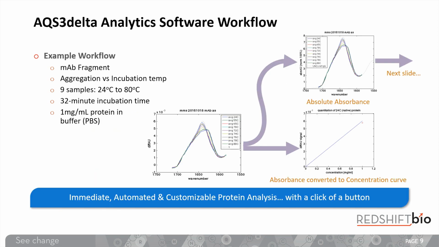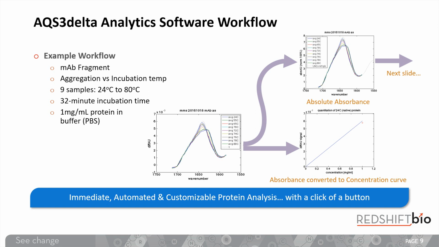One of the major features of the AQS3 Pro is its analytics software package that allows you to convert spectra all the way through to higher order structural information with just a few clicks of the mouse button. To highlight this, we're going to go through an example workflow where we've taken an antibody fragment and exposed it to a range of temperatures in order to look at essentially a melting profile of that sample.